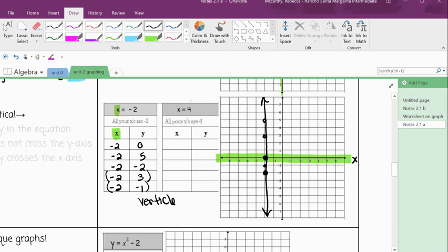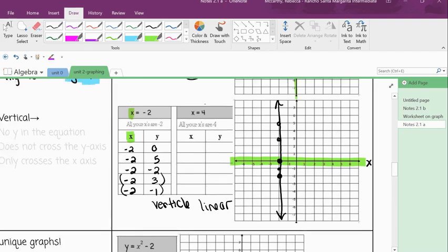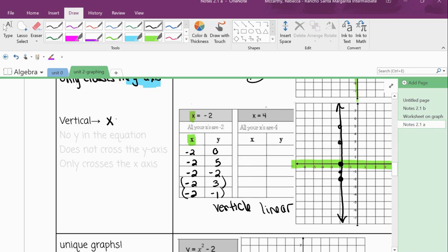These are vertical equations. And again, it's also linear. It's still a straight line. But notice it does not cross the y-axis. So on the vertical, those are my x equals some number. If you want to put like 5, there is no y. Notice there is no y in the equation. Highlight the x. And it does not cross the y-axis.